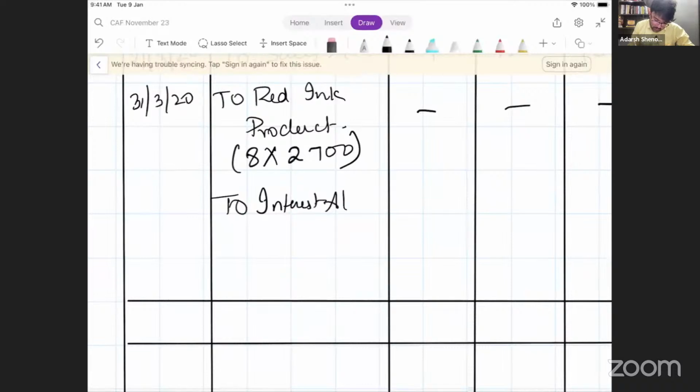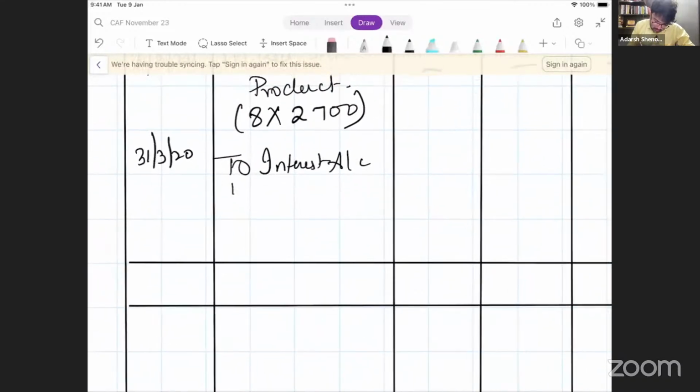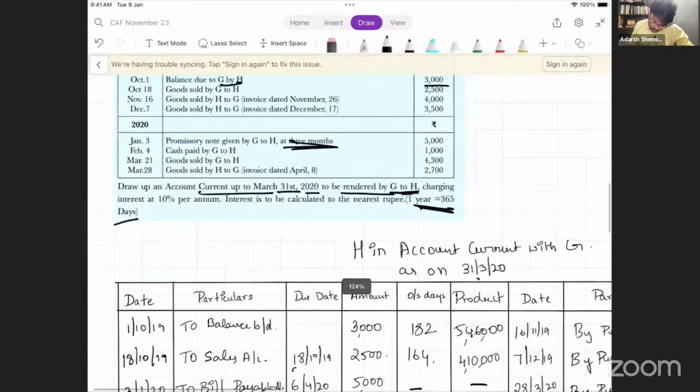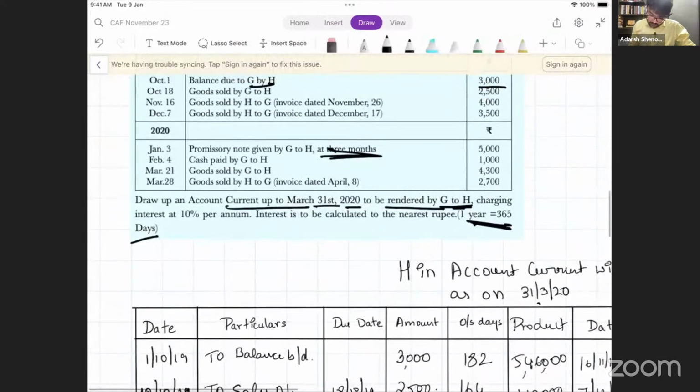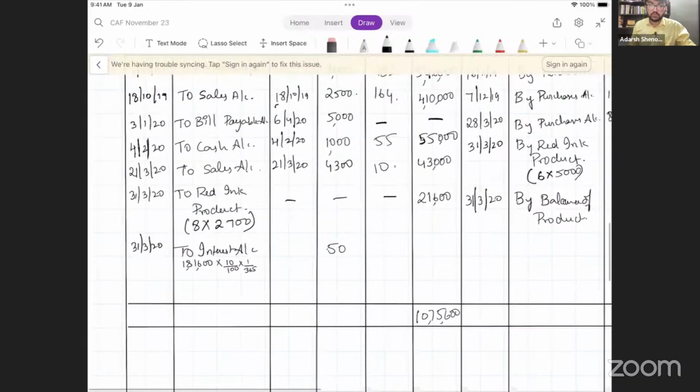Interest account. On the balance of product, you have to calculate interest for 1 day. So 181,600. What is the interest rate? 10% into 1 divided by 365. 10%. So I got it as 49.75. They told us to round it off to the nearest whole number. So 50 rupees. Right? Nearest rupee. So 50 rupees.